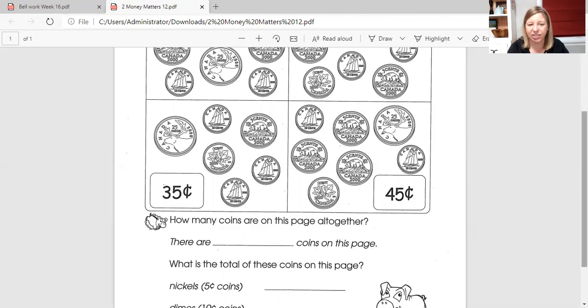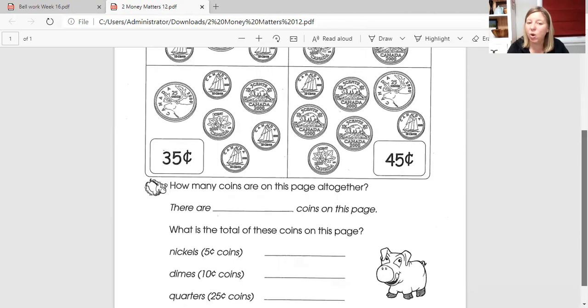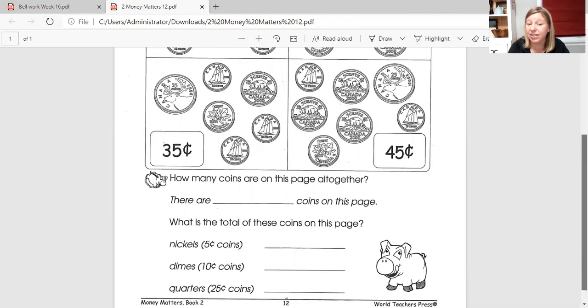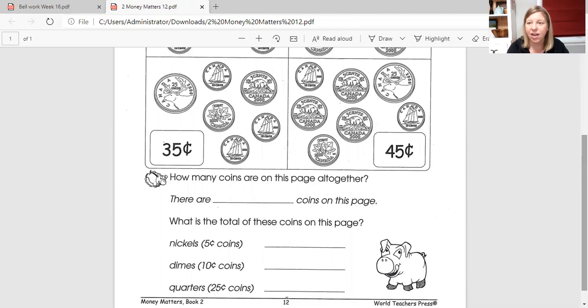The next challenge is, what is the total of all these coins on the page? That's talking about the value. So how many cents? This is going to take you a little bit of time, and I want you to take your time and do it carefully. Don't rush this part. Make sure you're checking your work.